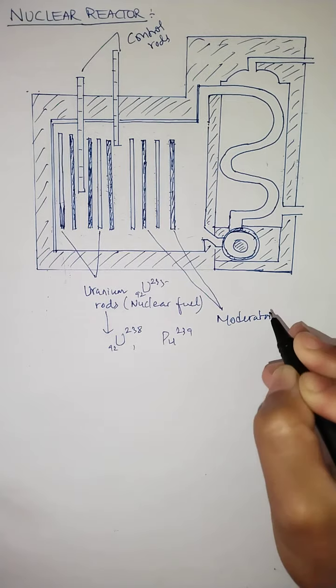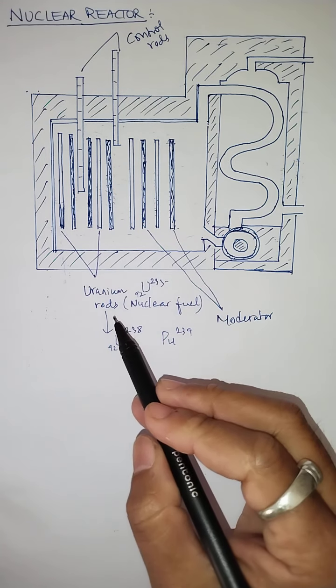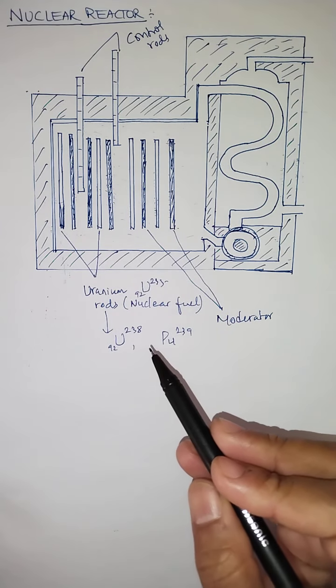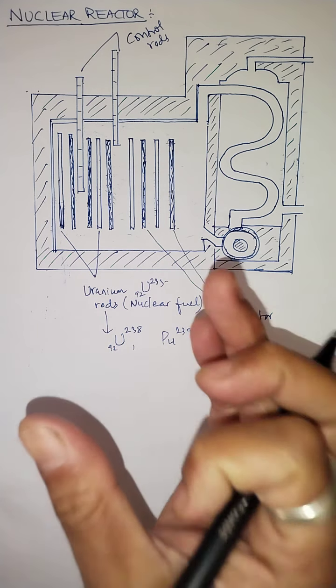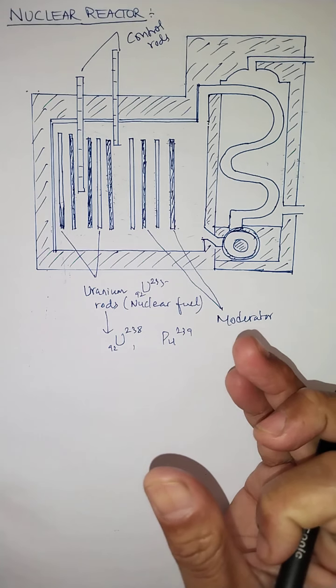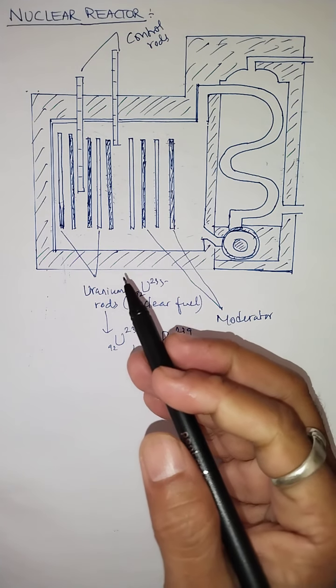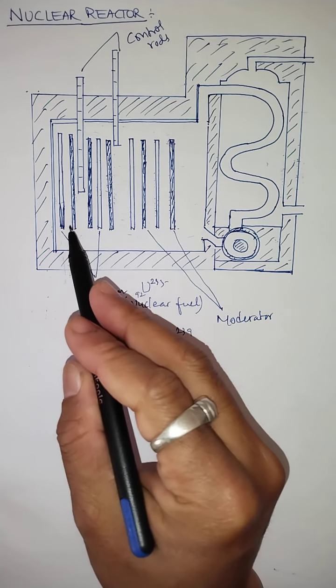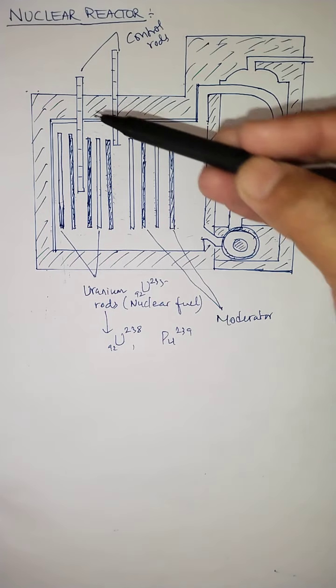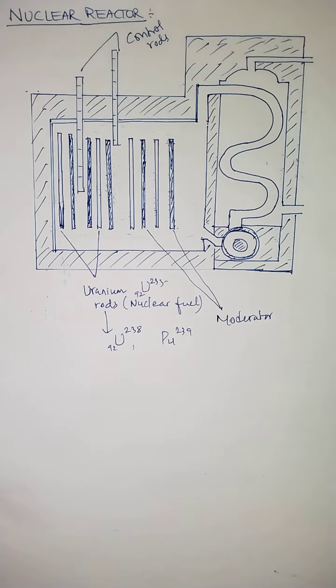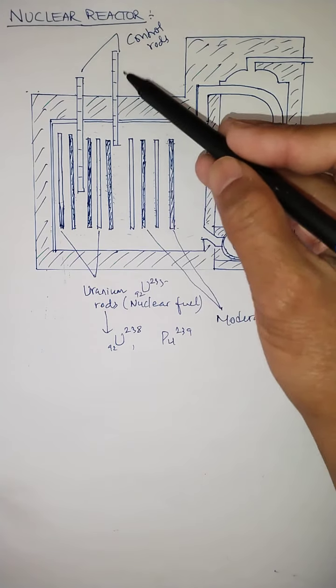So when we keep a nuclear fuel, which is a uranium rod, it is always placed at a calculated geometrical distance between the moderator blocks. You can see these are the moderator blocks. And there are rods inserted in a nuclear reactor, and these rods are called control rods.